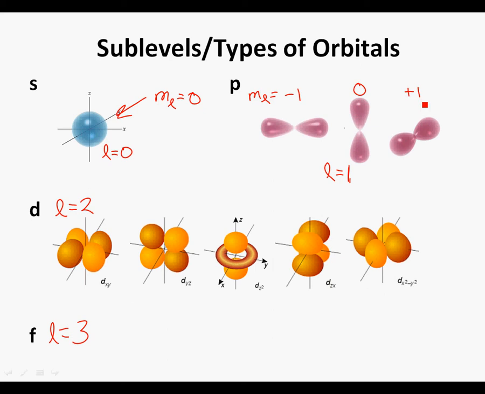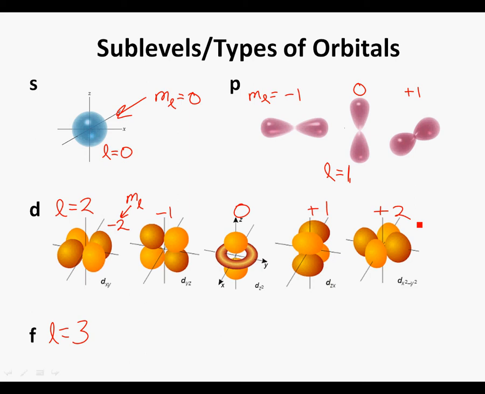For the d's, remember that the M sub L could be positive or negative L or any number between them. So the M sub L's are -2, -1, 0, +1, and +2. All right, so you can see that right there is all the L and M sub L quantum numbers. The N quantum number, remember, is just the energy level it's in.